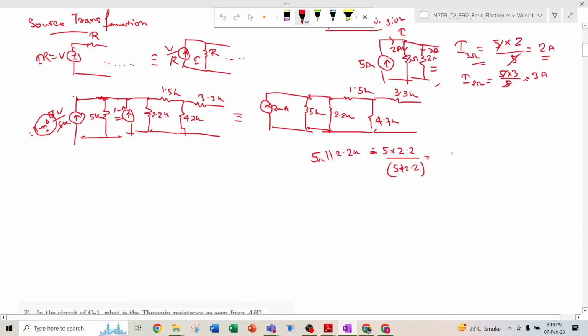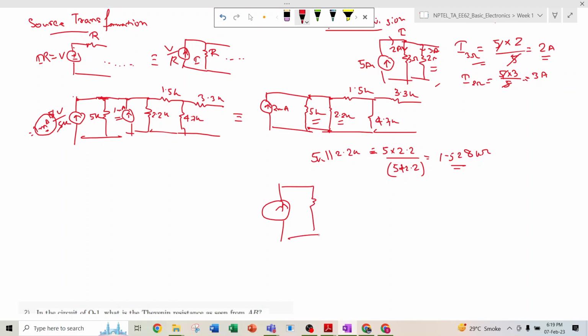Okay, so basically this is coming 1.528 kilo ohm. So this 5k and 2.2k makes 1.528k. So we can draw the circuit as: this is the 2 milliampere, this is 1.528k, and then 1.5k, and then 4.7k, and here it will be 3.3k.